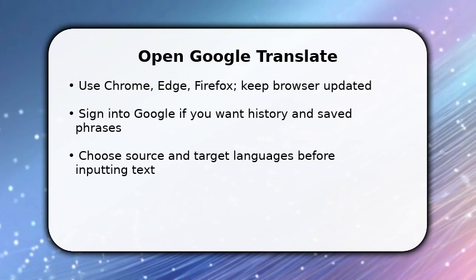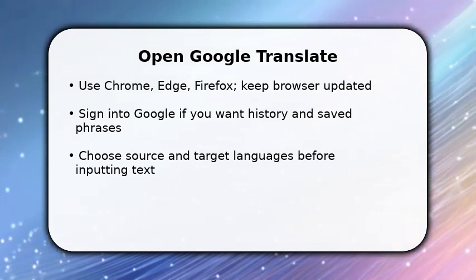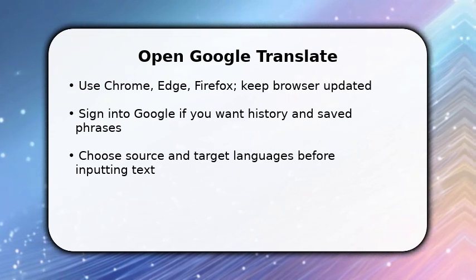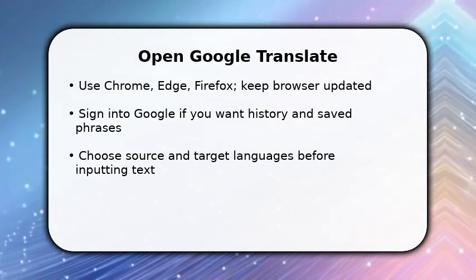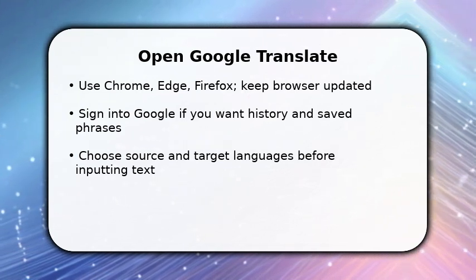You start by opening Translate.Google.com in your browser and signing into your Google account if you want saves and history. Once done, make sure you select the correct source and target languages at the top. This prevents wrong automatic detections.